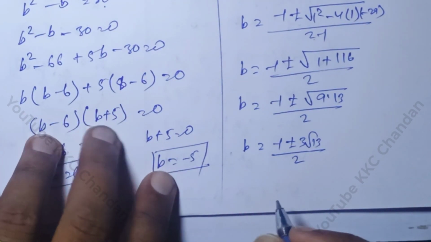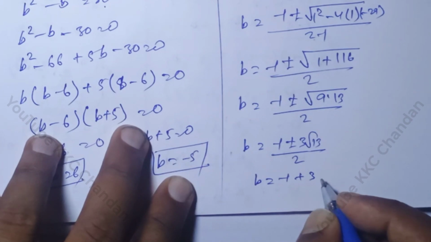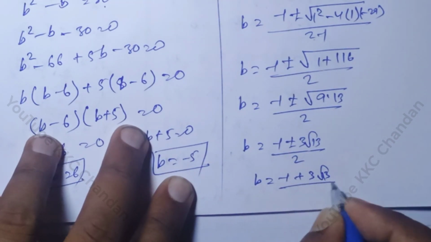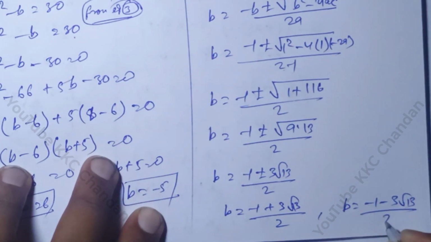Here two values arise. First, b is equal to minus 1 plus 3 root 13 divided by 2. Second, b is equal to minus 1 minus 3 root 13 divided by 2.